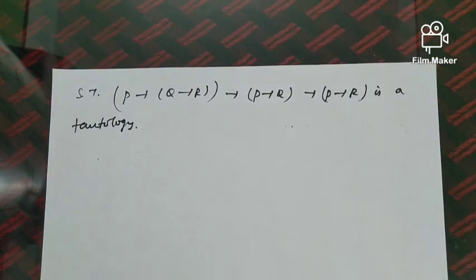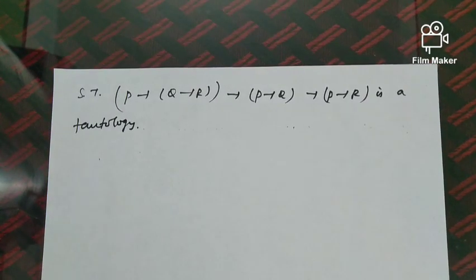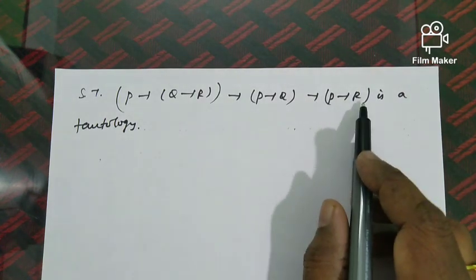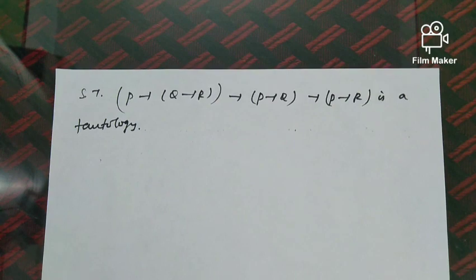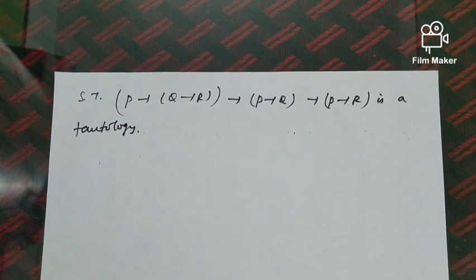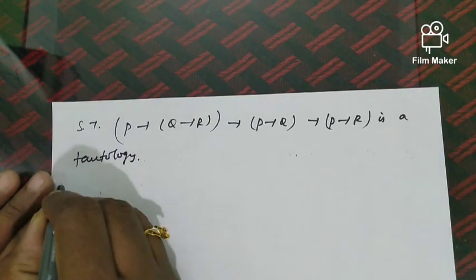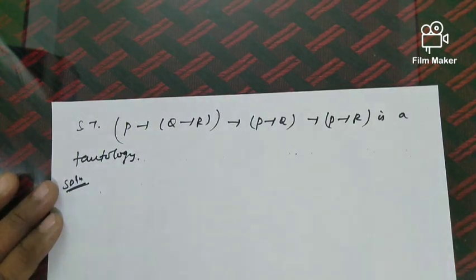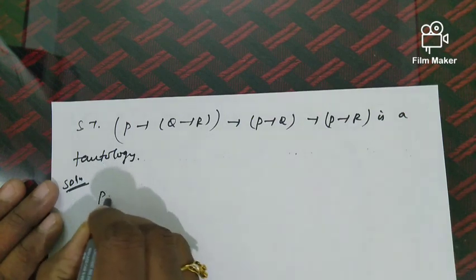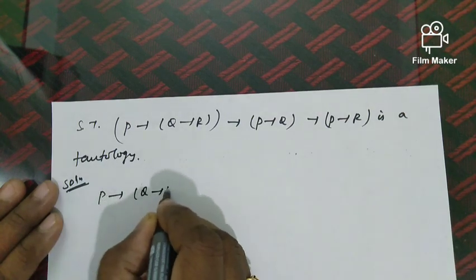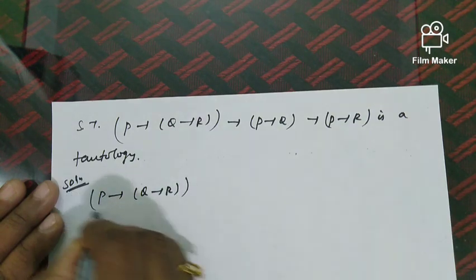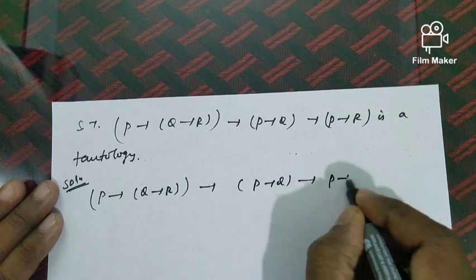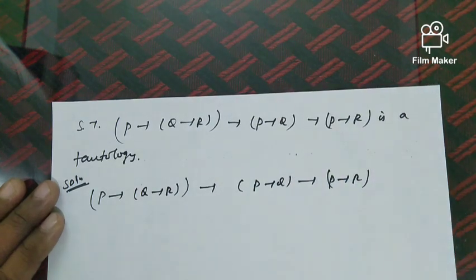Look at the next question. Show that P conditional Q conditional R conditional, P conditional Q conditional P conditional R, is a tautology. So this is the question. Here also we are going to apply the same manner as in the previous result. Look at the solution. We will take the given statement as it is. P conditional Q conditional R is the first one, it's given, conditional P conditional Q conditional P conditional R. This is what is given in the question.